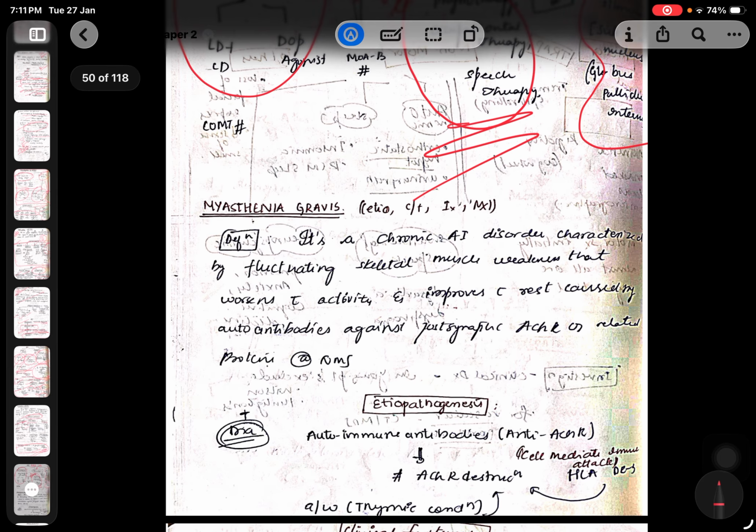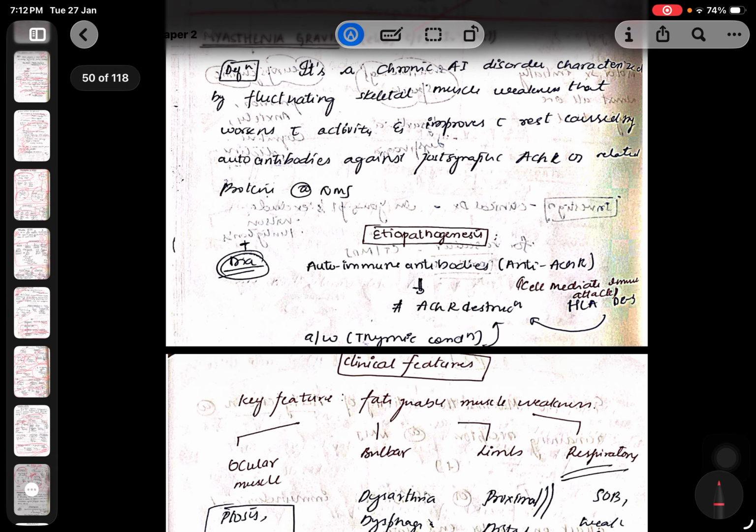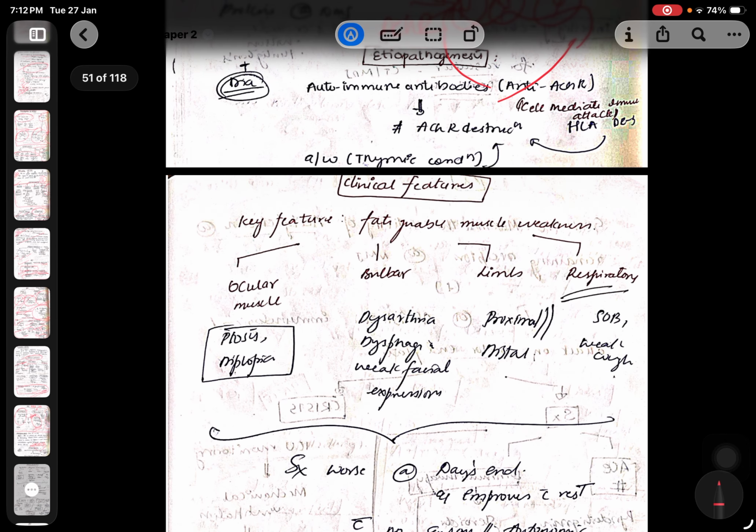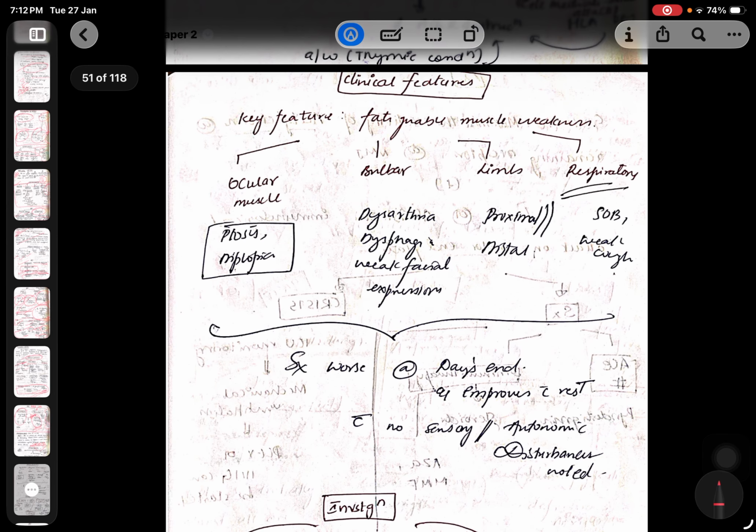Okay. Then this is one more thing, that is myasthenia gravis. Definition, obviously you can go through that part. Here what is happening is there are antibodies against the ACh receptor, so it's getting destroyed. Okay, right. Again, while writing clinical features, what is happening is that it's affecting muscle.